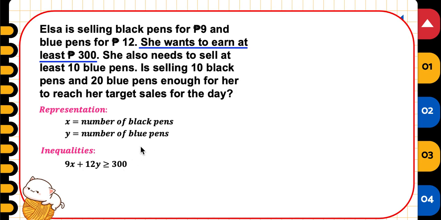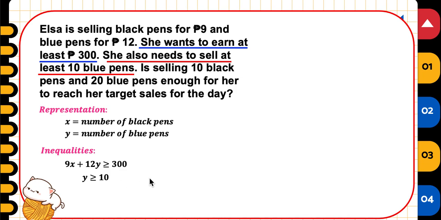For the next inequality, we're going to use the statement, she also needs to sell at least 10 blue pens. And we all know that the number of blue pens represents y. So the second inequality will be y is greater than or equal to 10. Again, greater than or equal to because of the words at least, so 10 will be the minimum. So we now have the two inequalities.